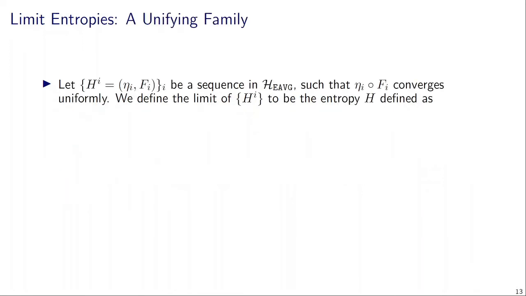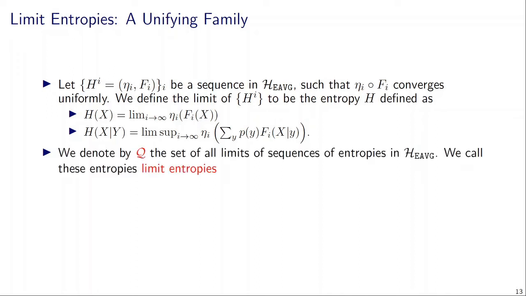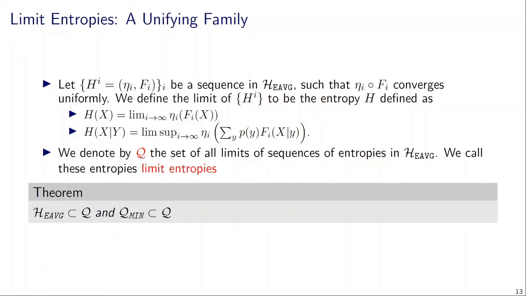We do that by considering sequences of core-concaves such that the unconditional form converges uniformly. We define the limit of such sequences to be the entropy such that the unconditional form is the limit of the unconditional forms, and the conditional form is the limit superior of the conditional forms. The limit superior is necessary as the limit may not exist. We denote by Q the set of all limits of sequences of entropies in HEAVG, and we call those entropies limit entropies.